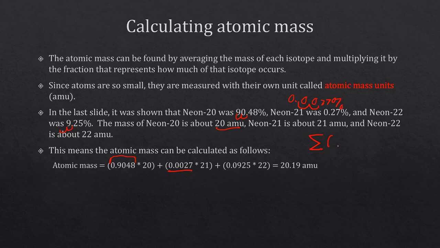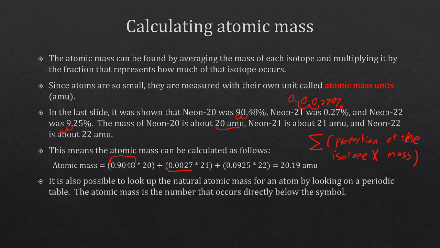And what you do is you're adding together the proportion of the isotope, that's supposed to be V, not T, of the isotope, times its mass. So that's what each of these cases was. The proportion of the isotope is how much of it is there. So in a sample, 90.48% can be rewritten as a decimal as 0.9048. And then the masses were 20, 21, and 22. So that got us our mass.